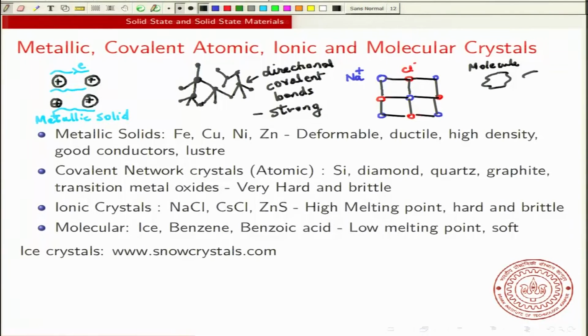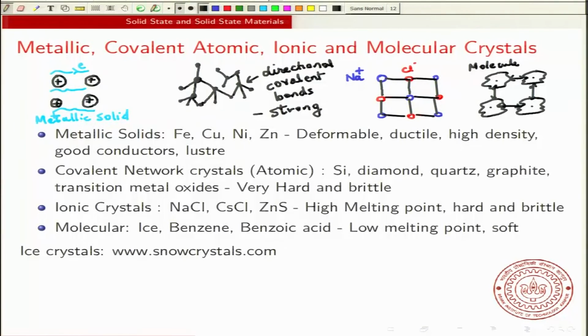So, you have lots of these molecules arranged in some regular order to form a crystal. Okay. Now, what you would expect is that if these are stable molecules, then the interactions between these stable molecules will actually be very weak. Okay, typically van der Waals interactions will be there.